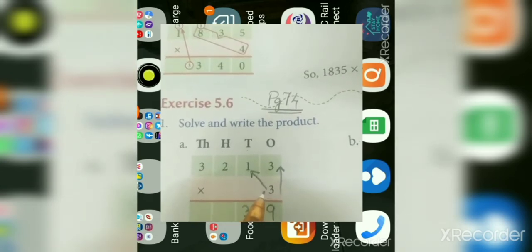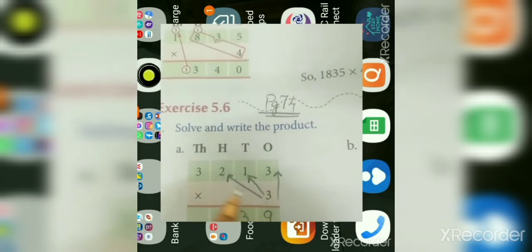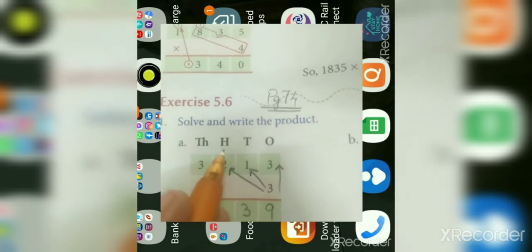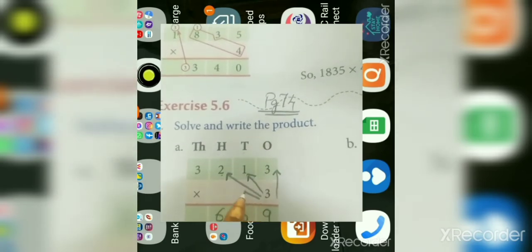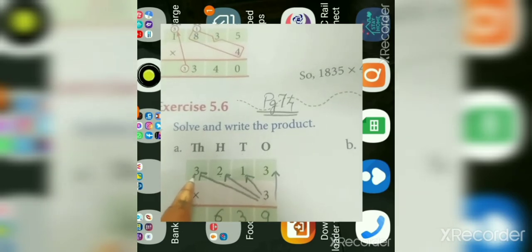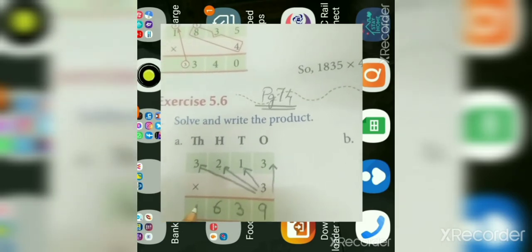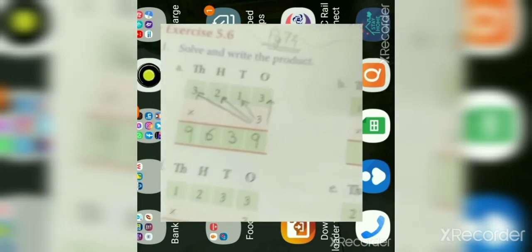Now we will multiply the number which is in the hundreds place. That is 2. So 3 2s are 6. So 6 we will write in the hundreds place. Now we will multiply the number which is in the thousands place. So 3 3s are 9. So 9 we will write in the thousands place. Understood, children? Now let us do the second problem.